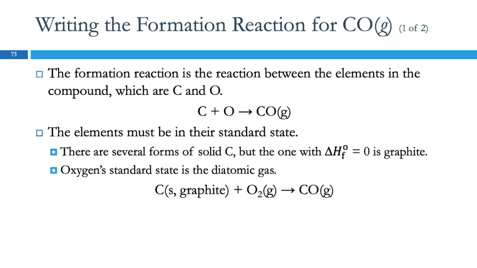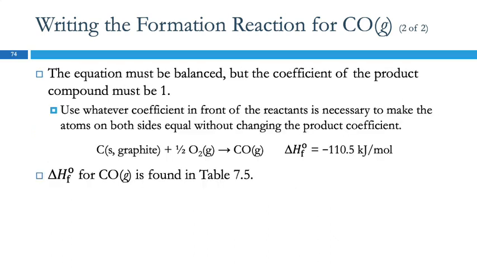Normally, in all the other things we've been doing, we would balance this by putting a 2 over here and a 2 over there. Ta-da! Done. But then we end up with 2 moles of carbon monoxide and we only want 1. So we have to only adjust the reactant coefficients. So we can do that by putting a fraction in here, 1/2.